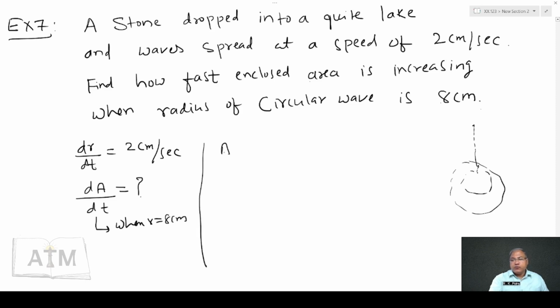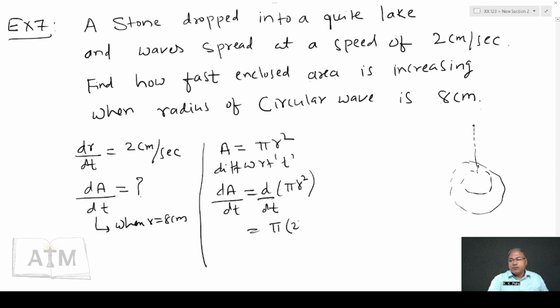So we know that the area of the circle is given by pi r square, and area is changing with respect to time. Therefore, differentiating with respect to t, we have dA by dt equals the differentiation of pi r square with respect to time, that is pi into 2r into dr by dt.